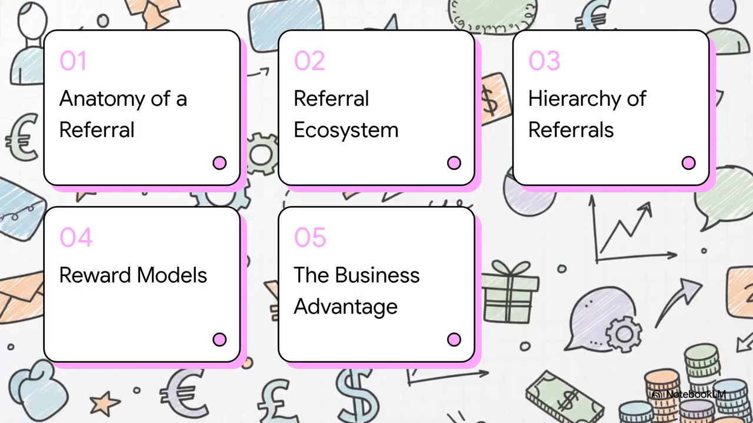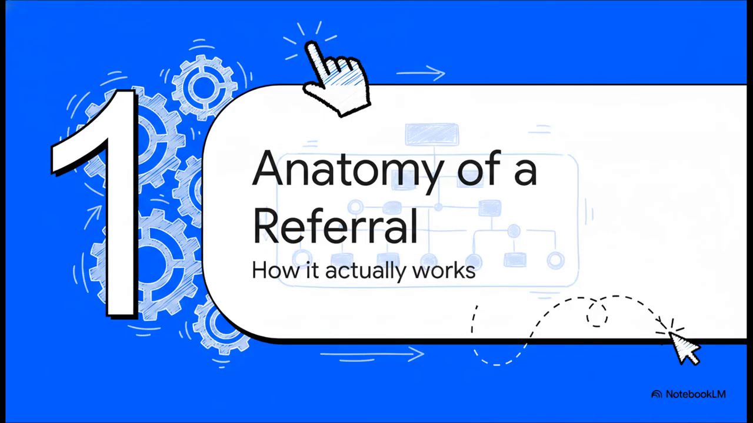Okay, let's dive into this. To really understand this space, we're going to break it down into 5 core areas: anatomy of a referral, the referral ecosystem, hierarchy of referrals, how reward models work, and finally, the business advantage. Kicking things off with Section 1, Anatomy of a Referral.